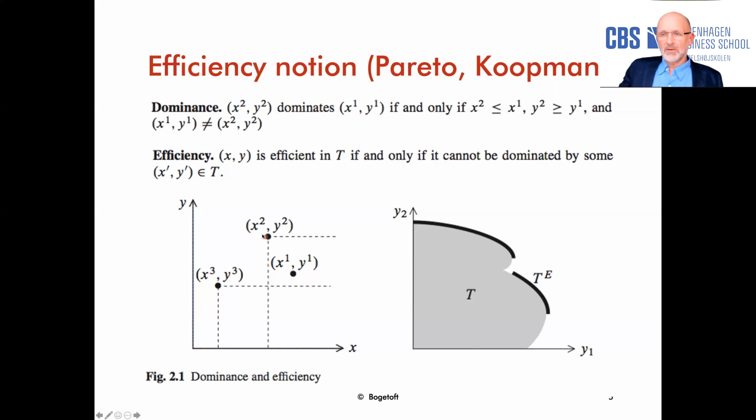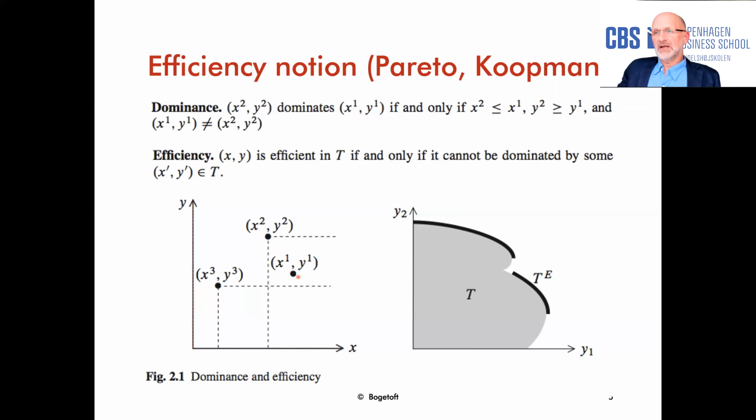But if you compare firm 2 and firm 1, you can actually see that firm 2 dominates firm 1, because firm 1 is using more of the input X and is producing less of the output Y than this firm up here is. So we can say that this one here is a dominated firm or production plan, and this one dominates this one up here.